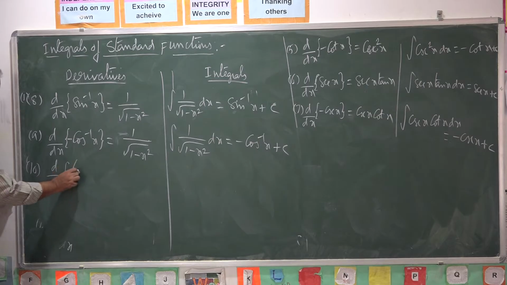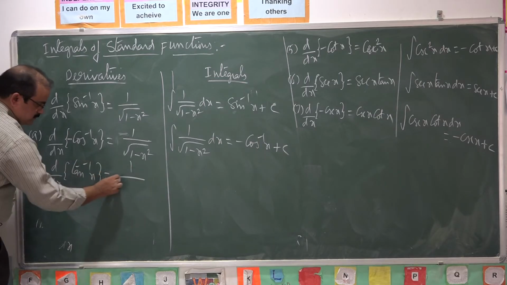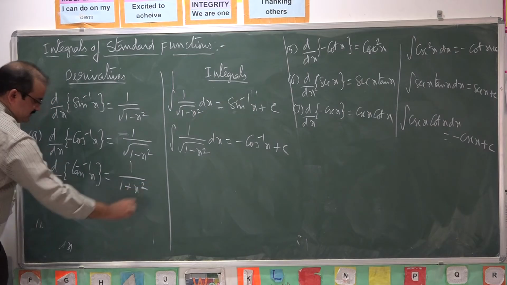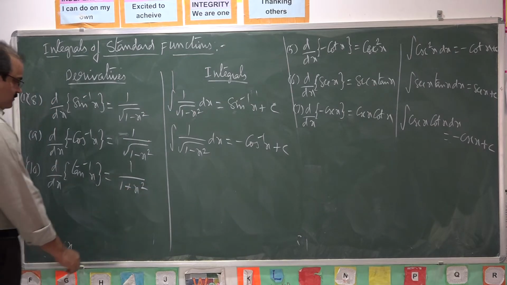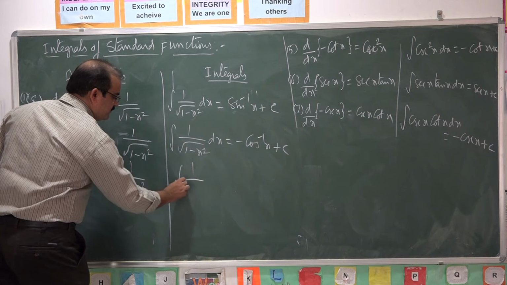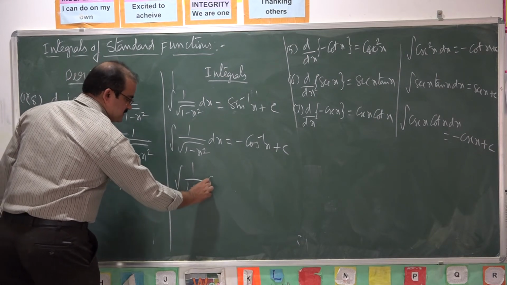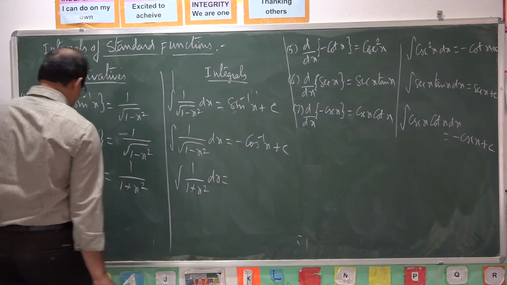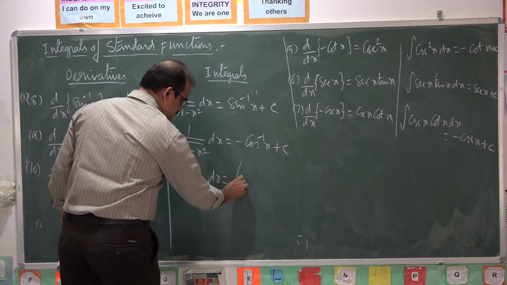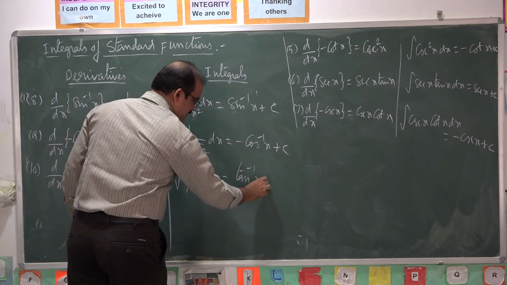d by dx of tan inverse x, that is 1 by 1 plus x square. So, integral of 1 by 1 plus x square dx is equal to tan inverse x plus c.